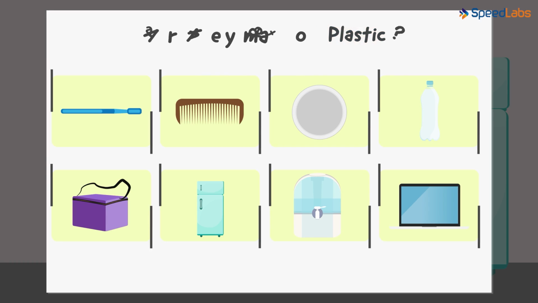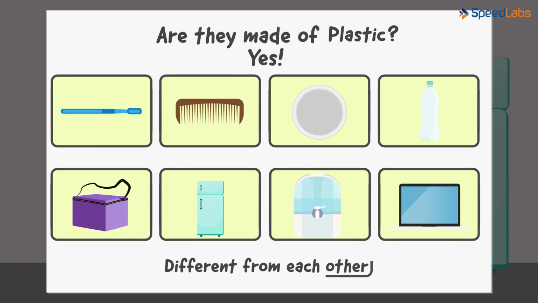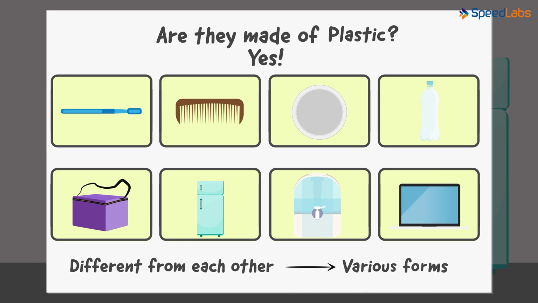So are all these articles made up of plastic? Yes, but they are quite different from each other. So how is that possible? Well, it is possible because plastic itself comes in various forms. What do we mean by this?